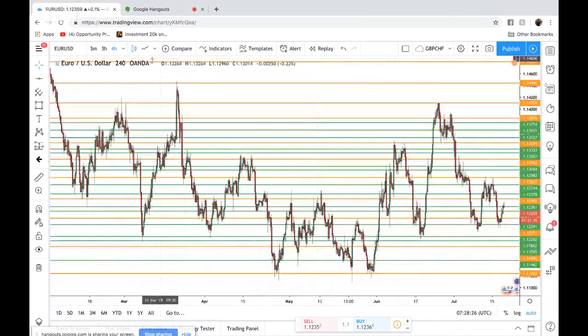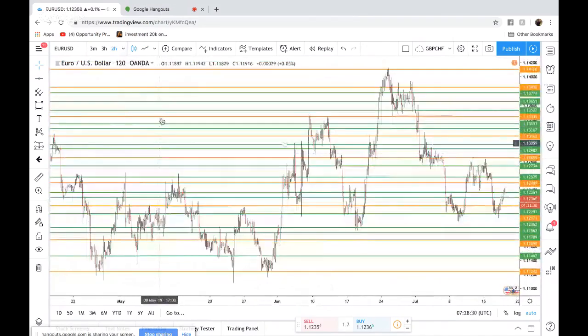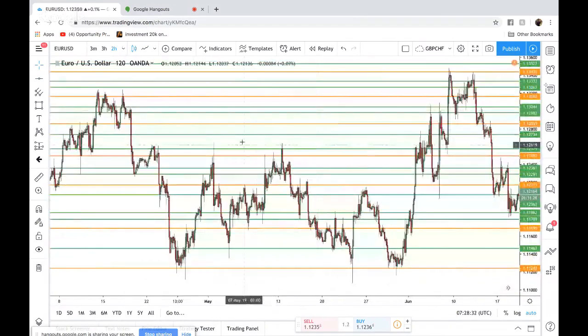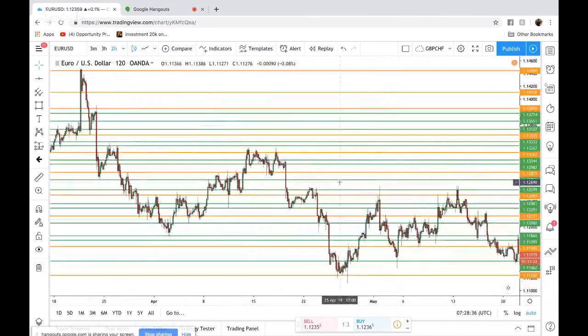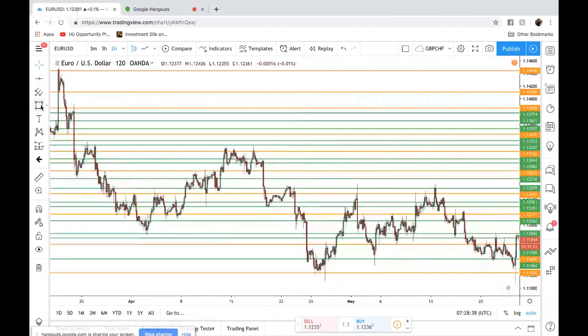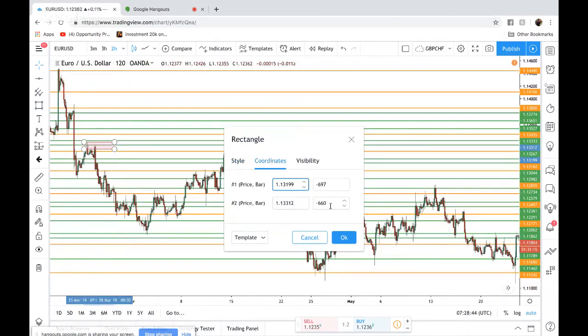I'm on my 4 hour. I did it with my 4 hour in my last markup, but I want to show you guys how to do it also on the 2 hour. If you actually go back, all you're looking for is wicks, right? Like right here, I see some wicks. All I'm going to do is double click that, click coordinates, and make that number a positive one above 1,000.